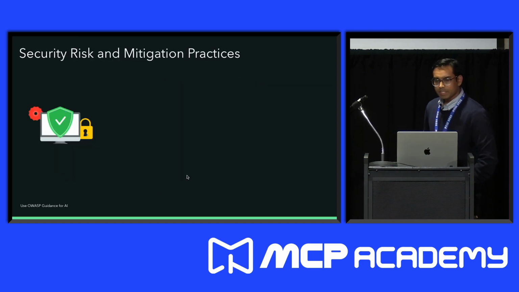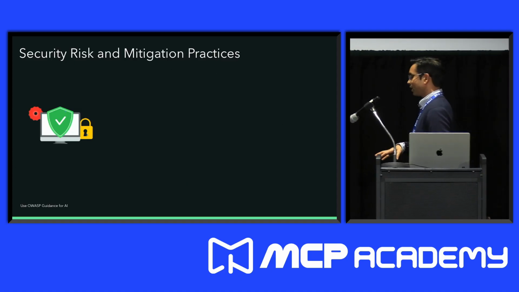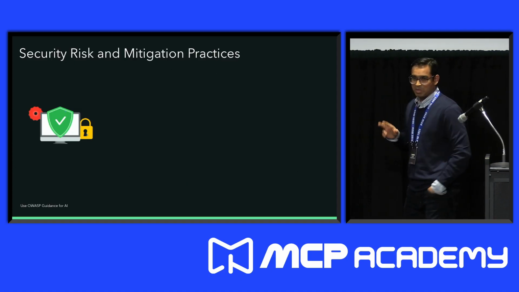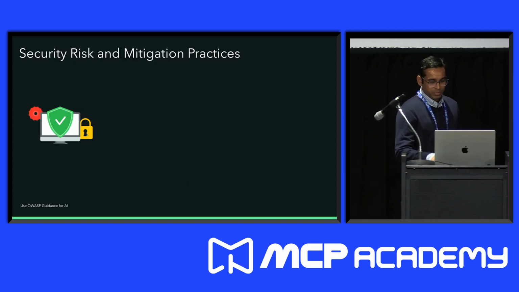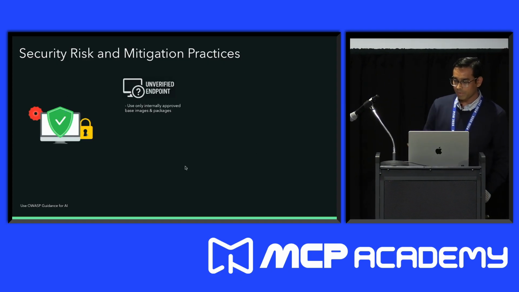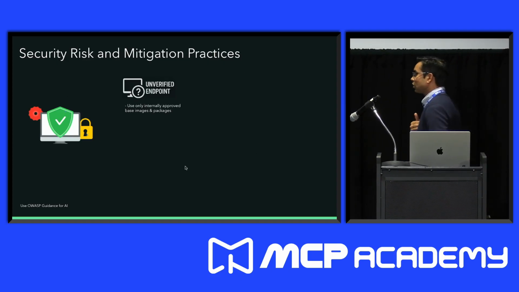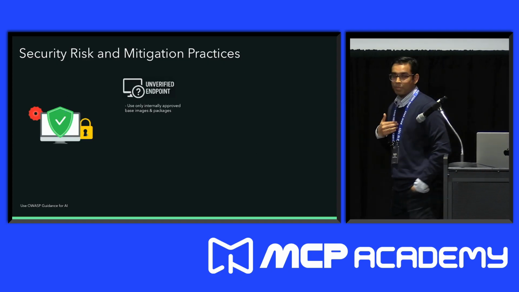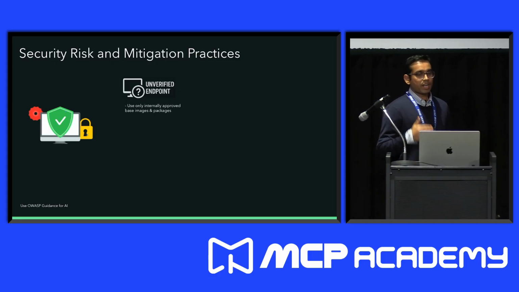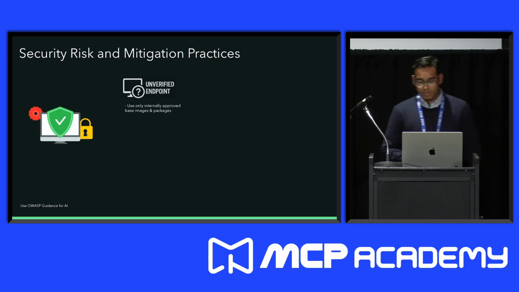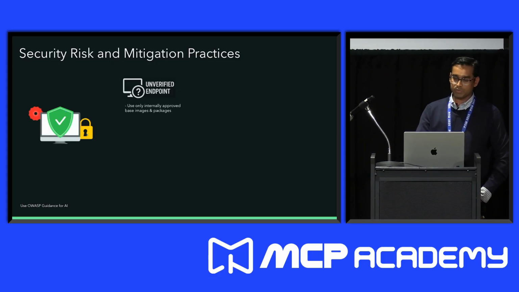Now, security risk and mitigations. Again, there are a lot of security risks involved in building such an MCP, so I will highlight only a few here. First is unverified endpoints. We ensure that every base image and the packages we use on MCP are coming from an internal registry, right? We are not downloading any packages from outside.